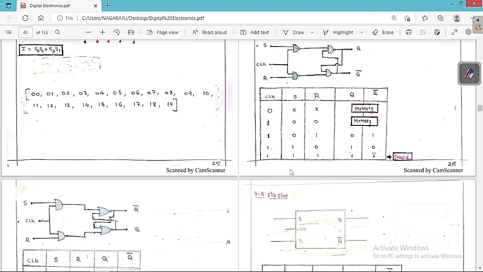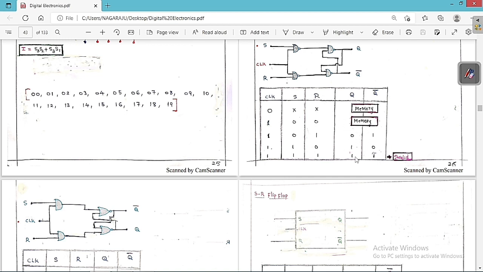This is the point that you always have to keep in your mind. This is called the SR flip-flop, or SR latch. You can see that when the clock is equal to 0, irrespective of the input variables, even if the inputs are changing, the output is always memory. This is the advantage of this circuit, and it is a very important concept to remember.